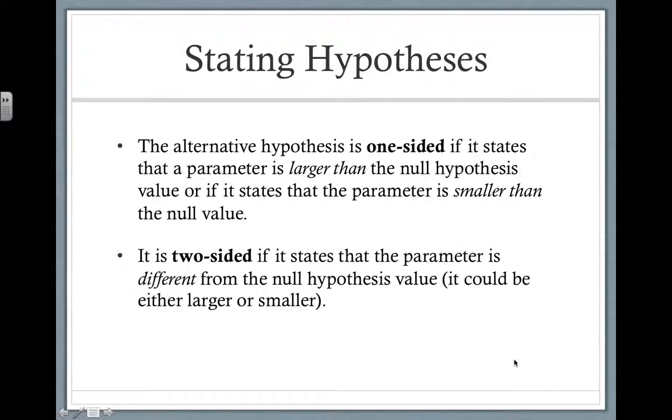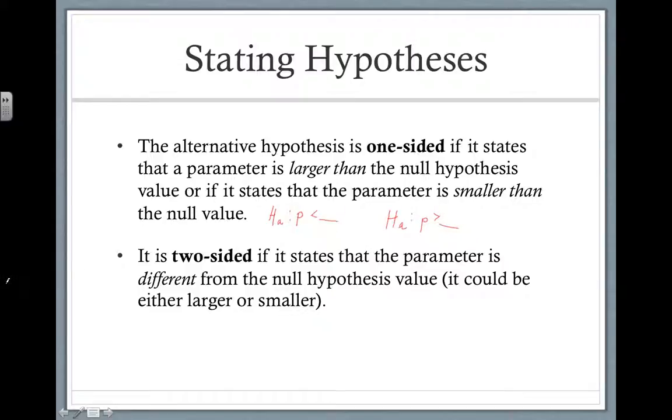Okay. So the alternative hypothesis is one-sided if it states that a parameter is larger than the null hypothesis value, or if it states that the parameter is smaller than the null hypothesis. So we're looking at one-sided being you're less than or you're greater than. So if you have this, or your alternative hypothesis greater than.